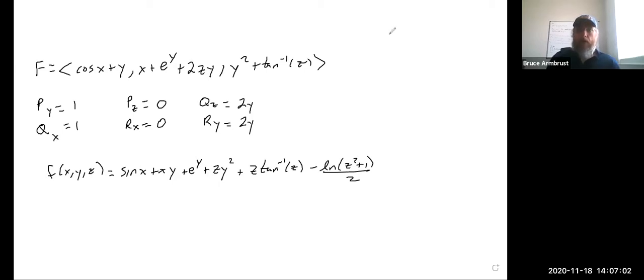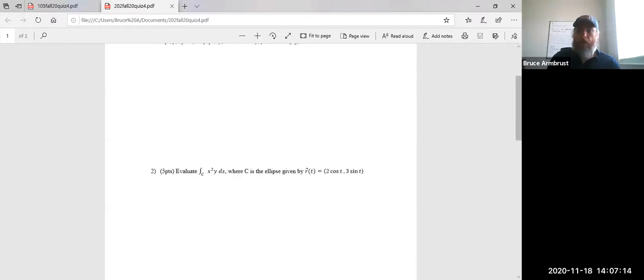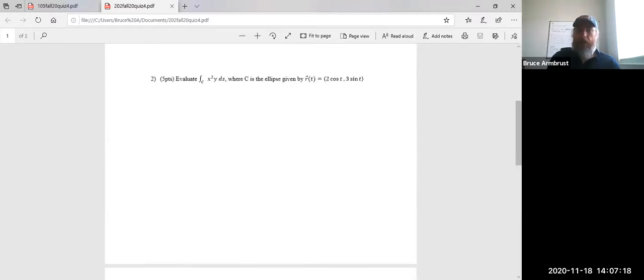All right, well, then let's go back to the quiz and look at number 2 here. Number 2 is asking us to do a line integral. What we've got is just the function x squared y, but we are going over a curve, and this curve is the ellipse given by 2 cosine t, 3 sine t.